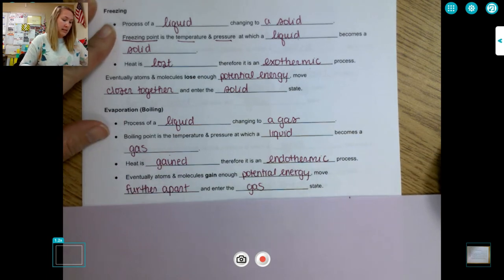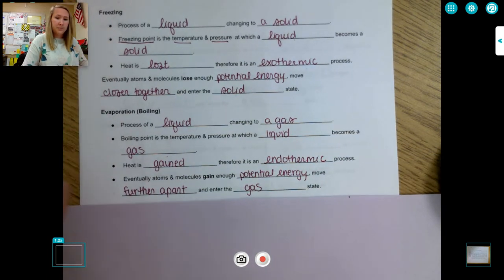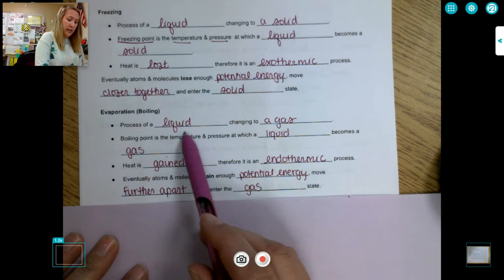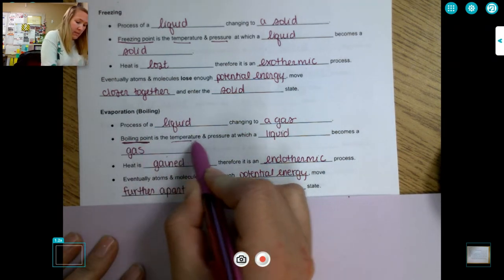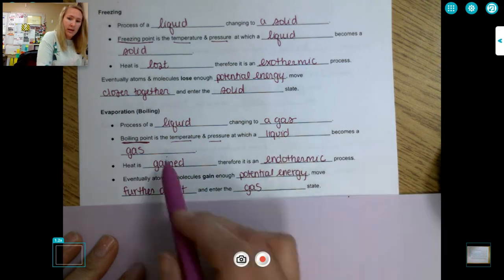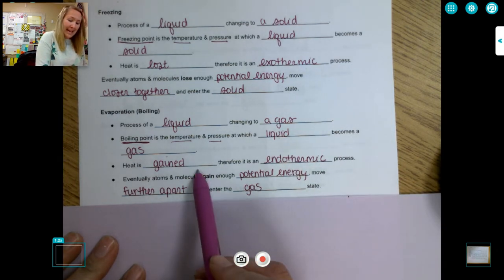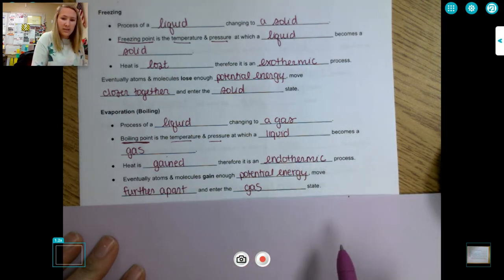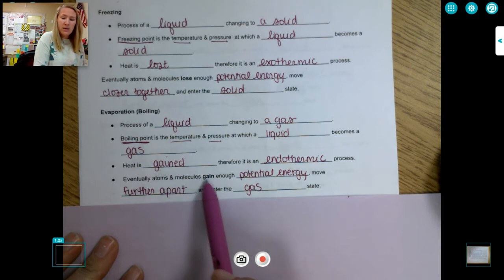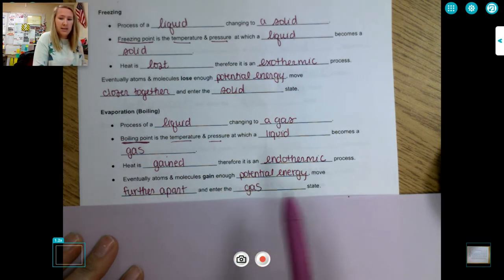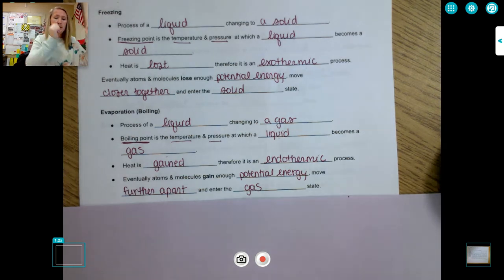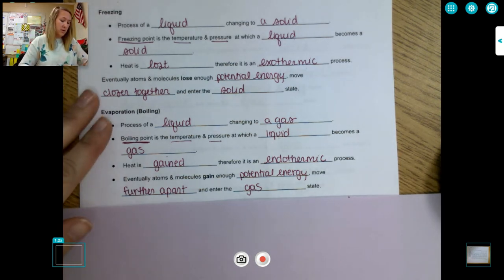Our next process is evaporation or boiling. This is the process of a liquid changing to a gas. The boiling point is the temperature and pressure at which a liquid becomes a gas. Heat is gained, therefore it's an endothermic process. And eventually atoms and molecules gain enough potential energy to move further apart and enter the gas state. So my liquid molecules are slipping and sliding past. Eventually they can spread far enough apart where they become gas molecules.